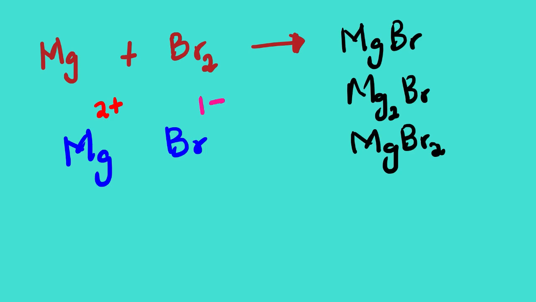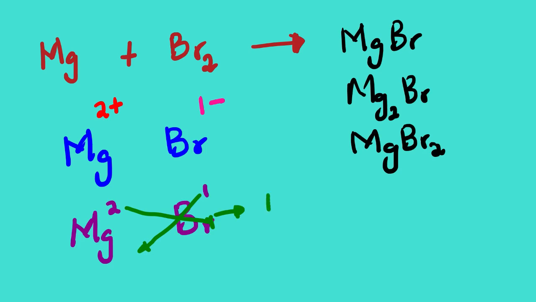So in this case, when we use the crossover, we are going to rewrite this, but we don't include the charges. And then we are going to cross multiply. This 2 will come here, this 1 will come here, and then this will result in Mg1 Br2. So this will be the product of these 2 reactants.